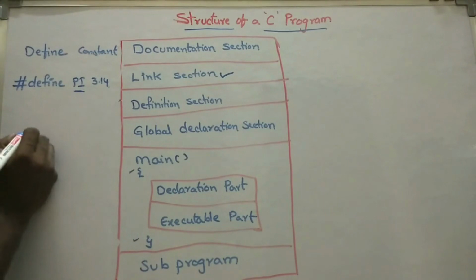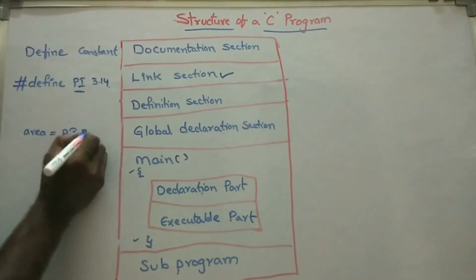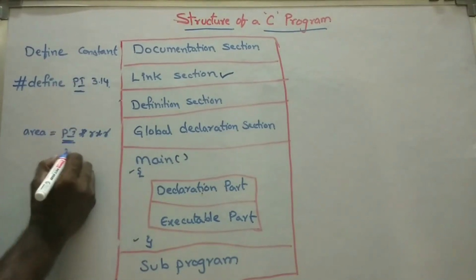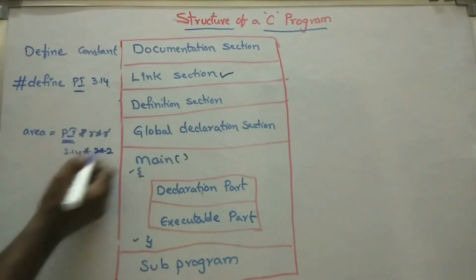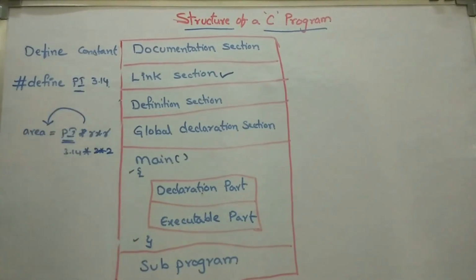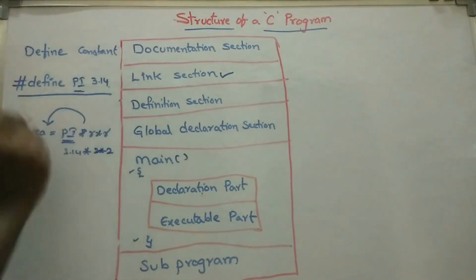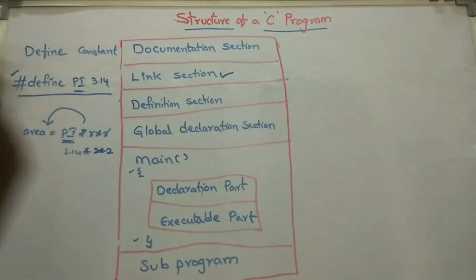Suppose I simply want to find the area. What is the area formula? Area equals pi into r square, that is r into r. Now what is the default pi value here? Suppose 3.14 into, what radius value can you take? Suppose 2 into 2, it will be calculated and the result will be stored into the area. By using the definition section, we define some constant value as macros. Clear? That is the need of the definition section.